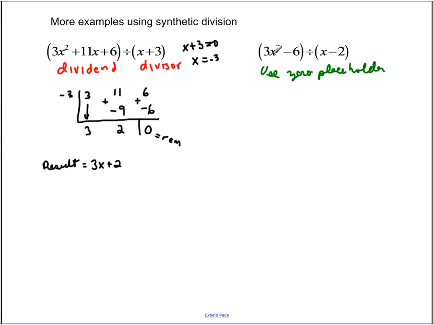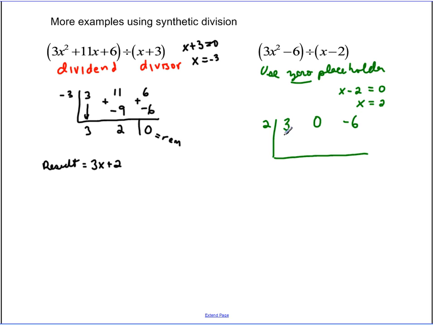All right. So this one is going to be like this. I'm going to take x minus 2, set it equal to 0, solve for x to get what goes on the outside of my division right here. And this is, of course, x equals 2. So 2 goes on the outside of my synthetic division bar. Inside, we're going to have 3x squared, but we're missing an x term. So we're going to use our 0 placeholder for the x term and negative 6 for the last term.